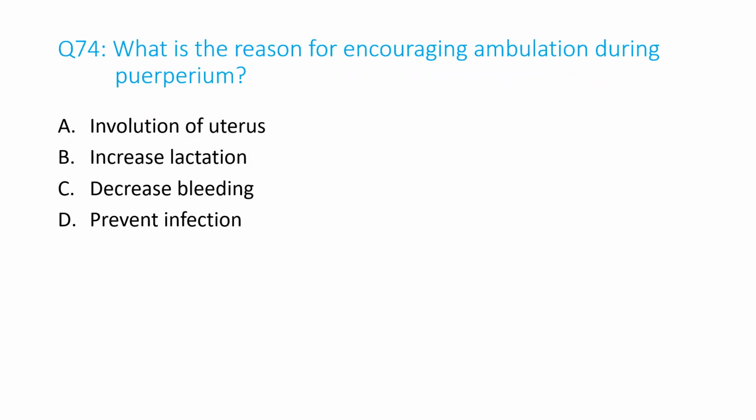Number 74. What is the reason for encouraging ambulation during puerperium? A. Involution of uterus, B. Increased lactation, C. Decreased bleeding, D.